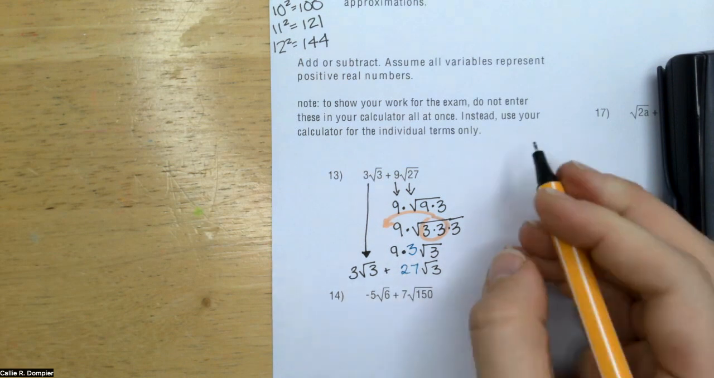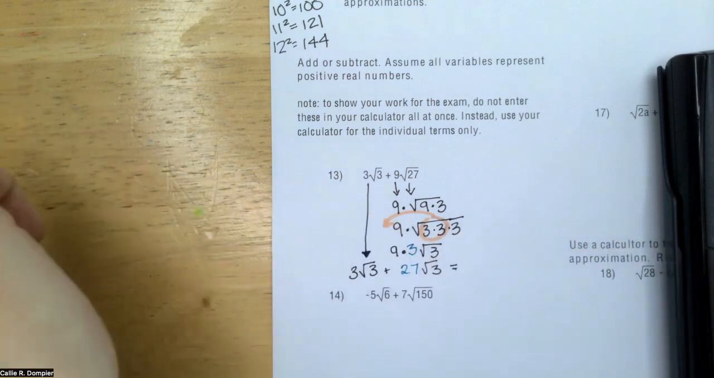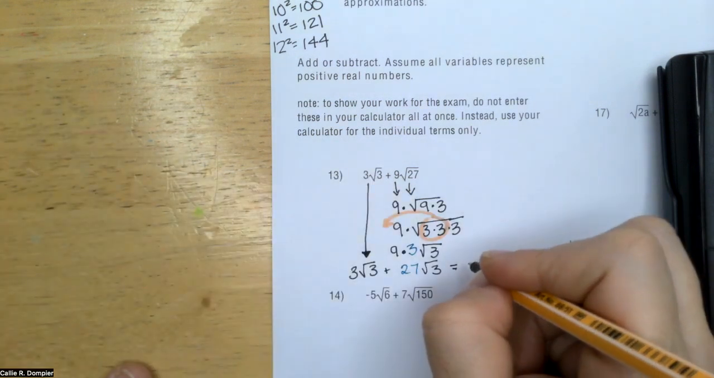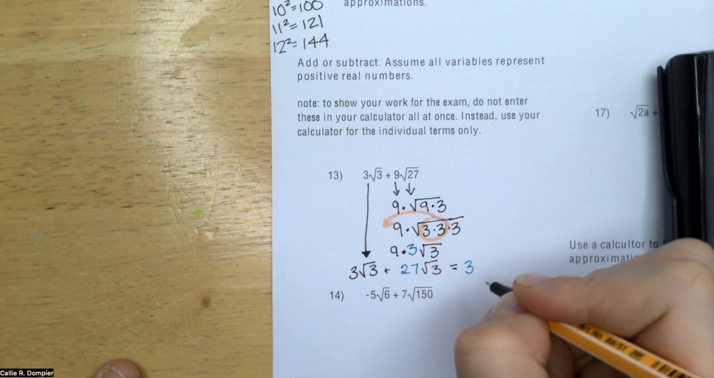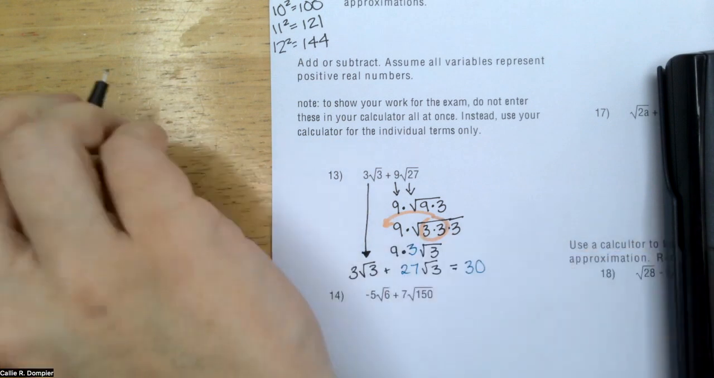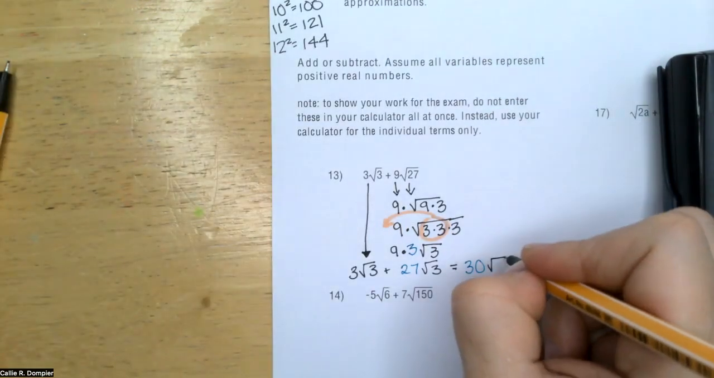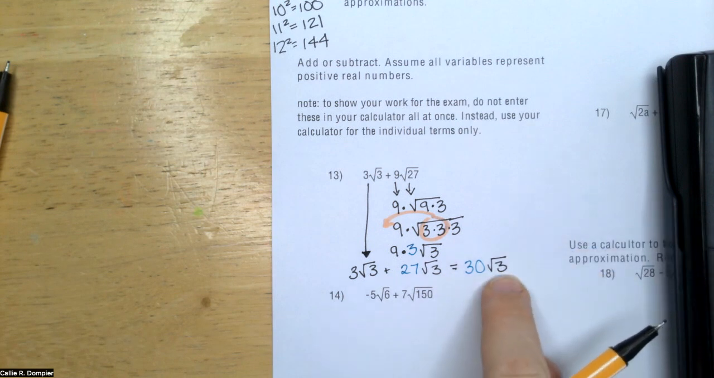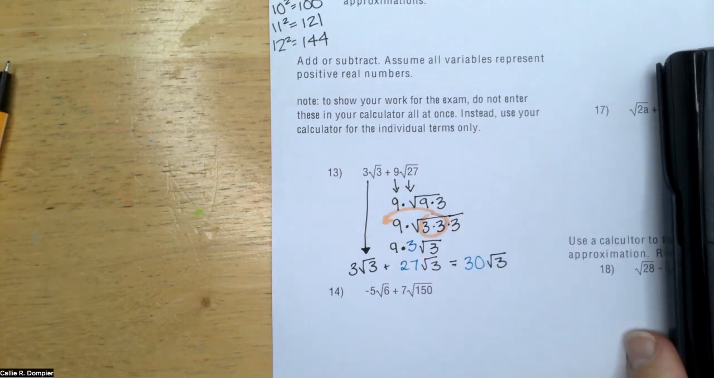I have 3 of them. I have 27 of them. I'm going to add them together and I'm going to get 30 square root of 3. It's in its simplest form because I cannot simplify a square root of 3. Good?